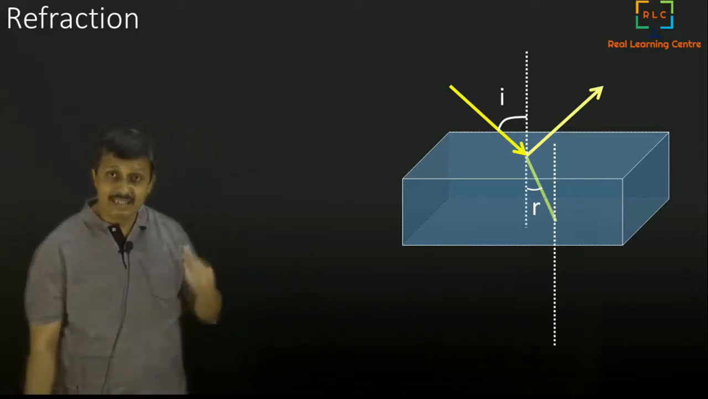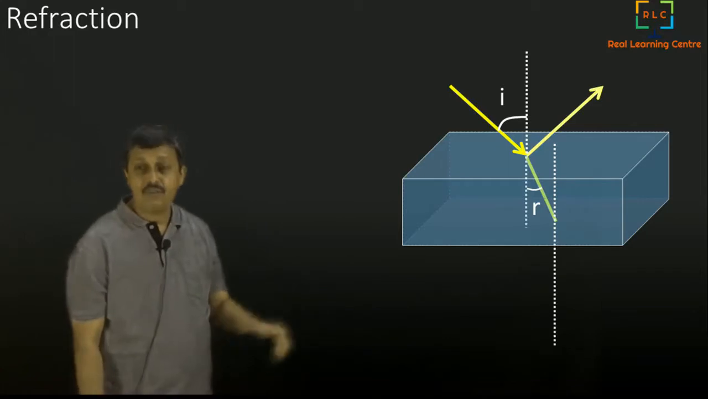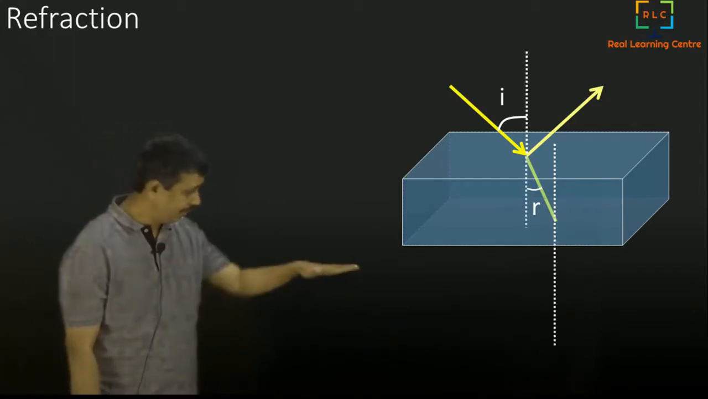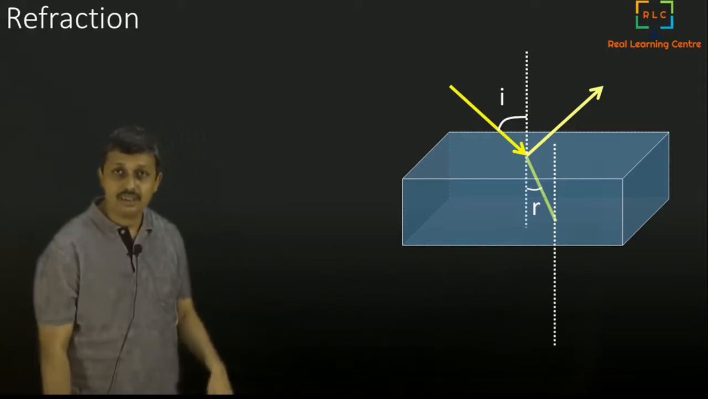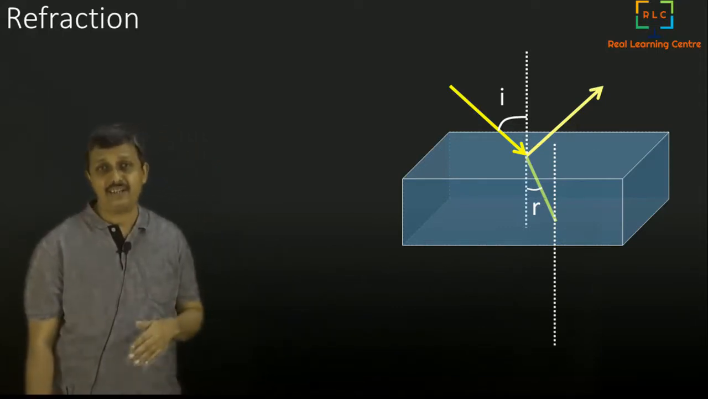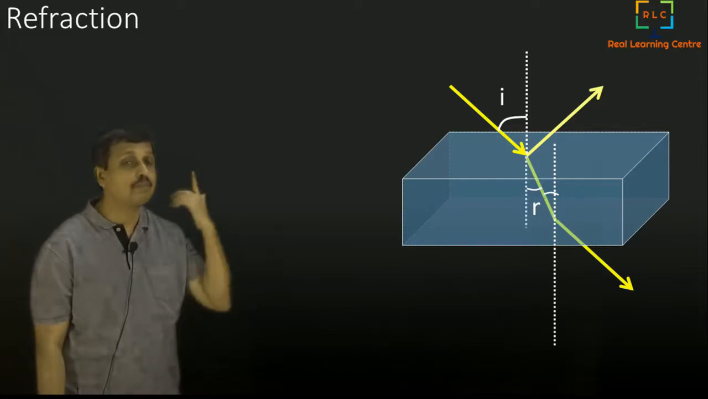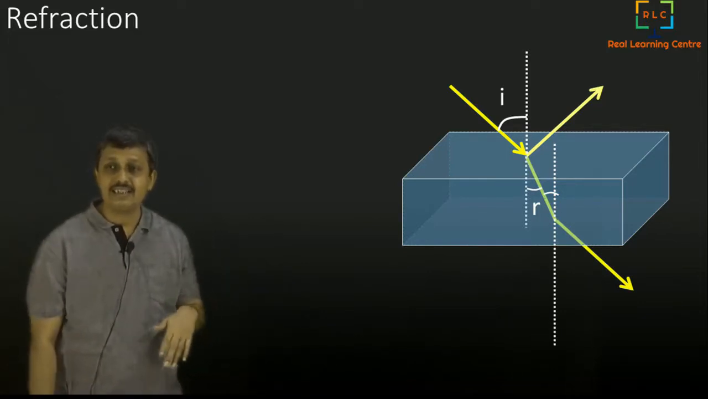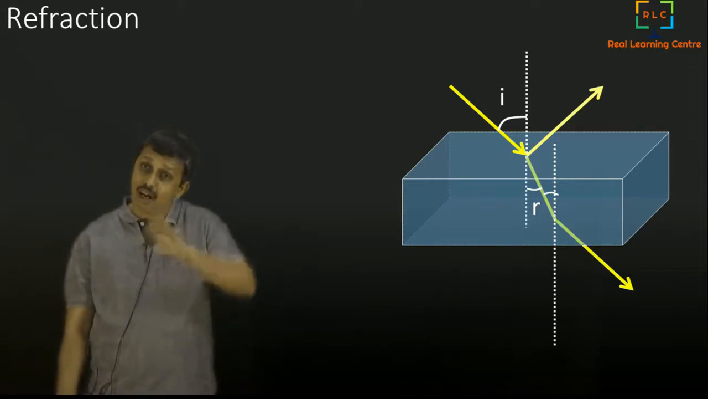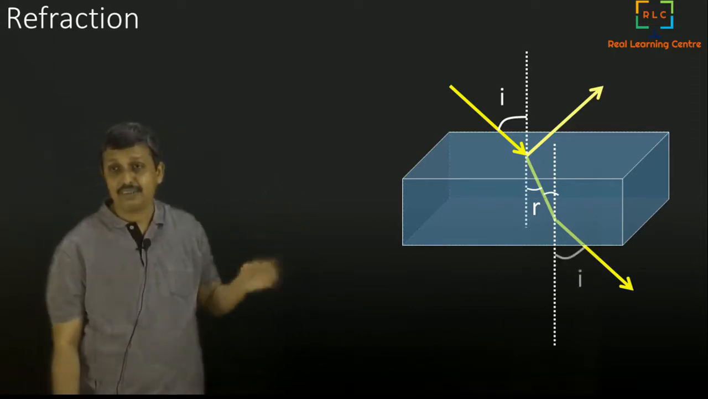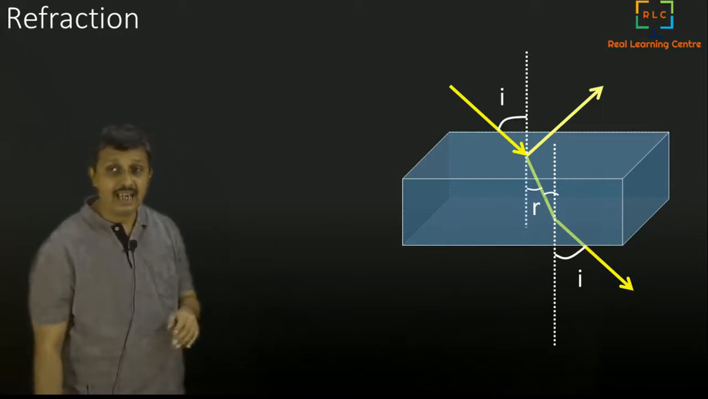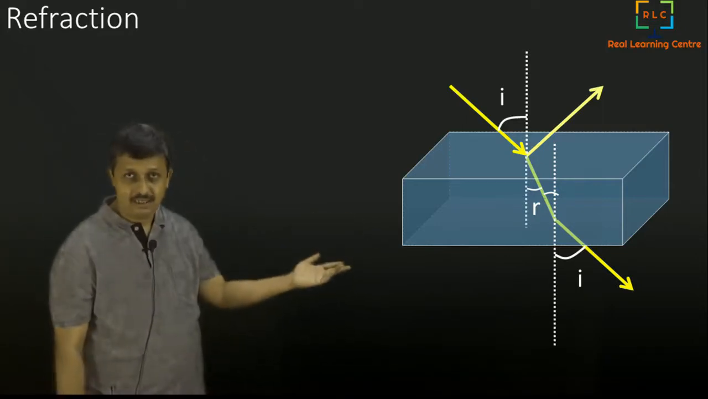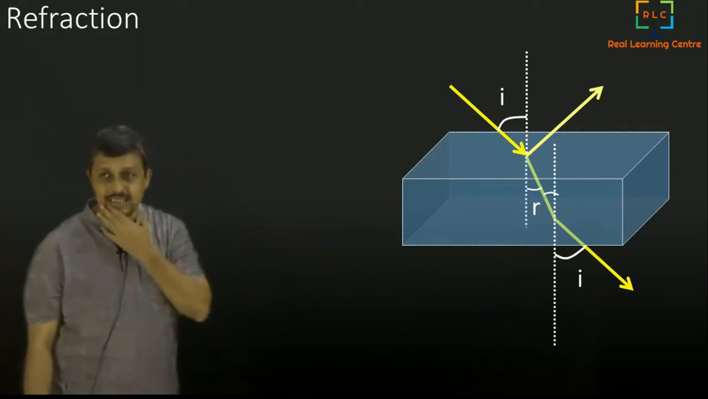Now the ray that went inside also encounters another separation and goes back to the air. When that happens, again it bends. You can see very clearly that this bending is equal and opposite to the first bending, in the sense that the angle with which it hits the other surface is R, because of the alternate angles.